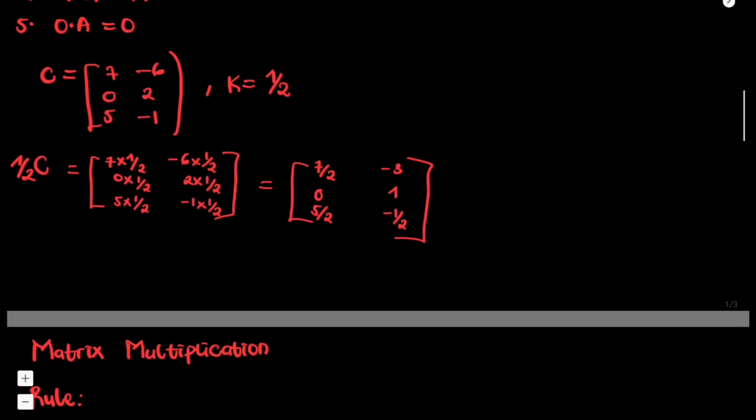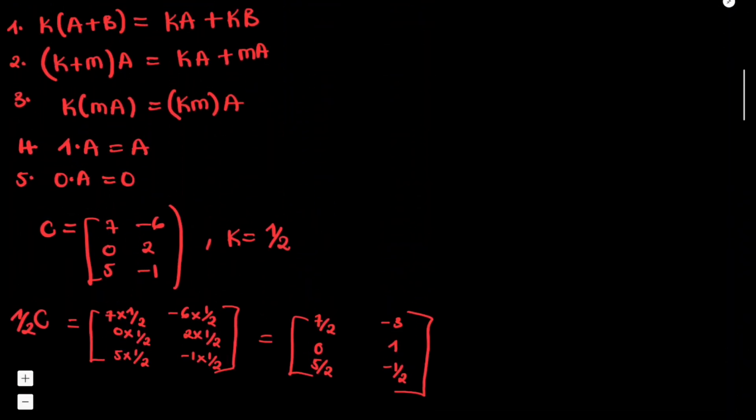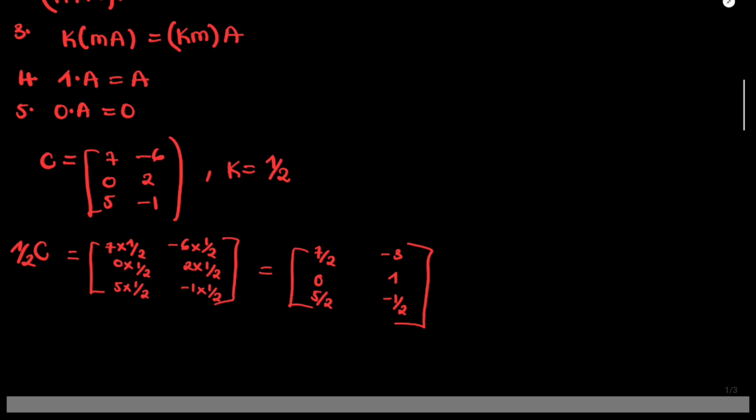So let us remember this. And scalar multiplication, when given a scalar, the scalar multiplication of that matrix is simply the scalar times every element in the matrix. So that is all for today, guys.